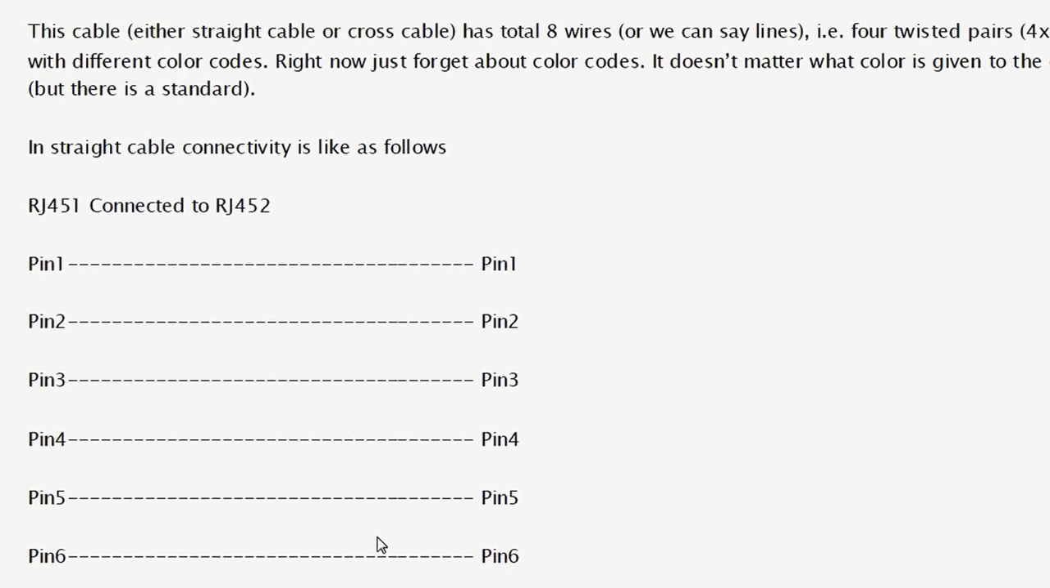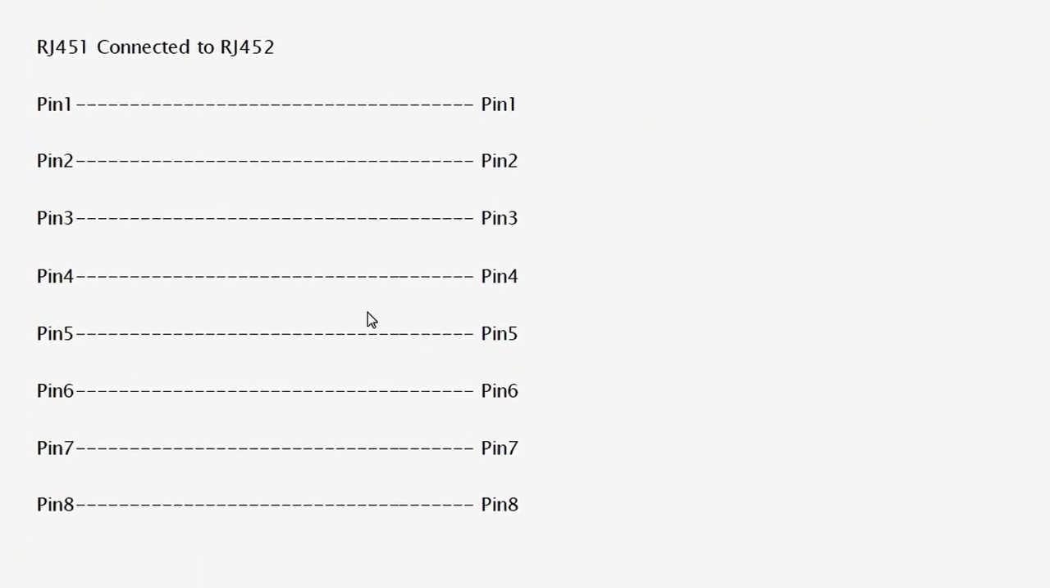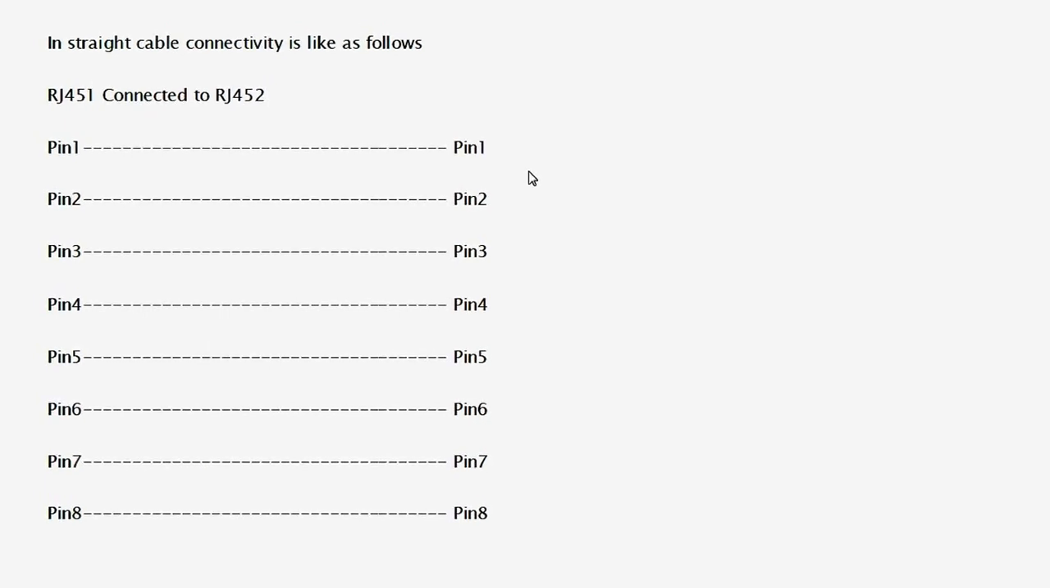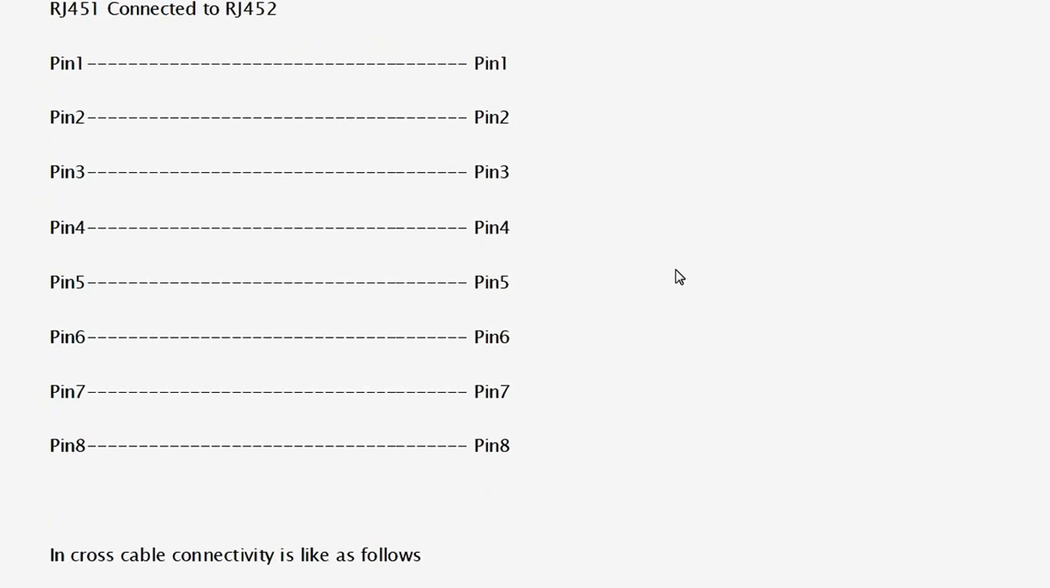This is the configuration for a straight cable, in which pin 1 of one RJ45 (register jack 45) end is directly connected to pin 1 of the other end, where register jack 45 number 2 lies. So pin 1 at this end is connected to pin 1 at the other end, and in this way all 8 pins are connected.